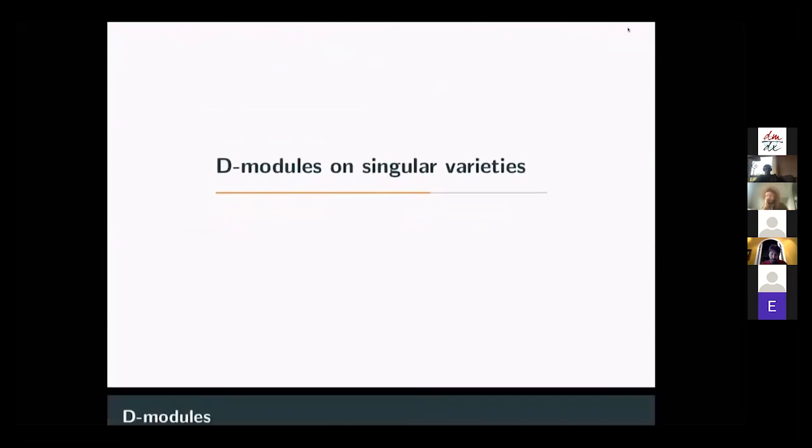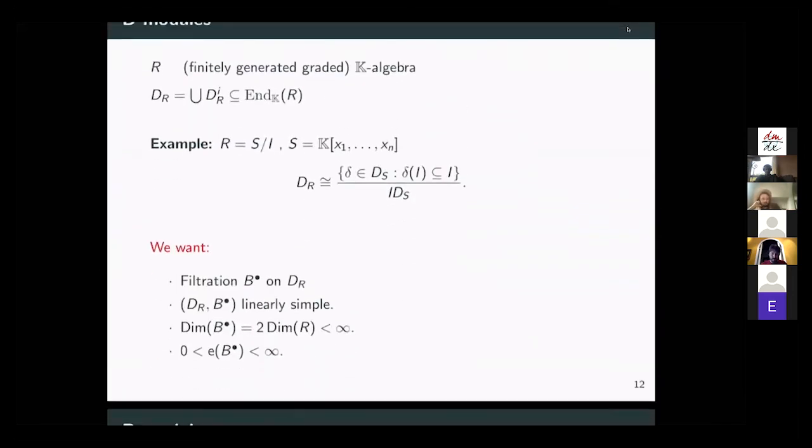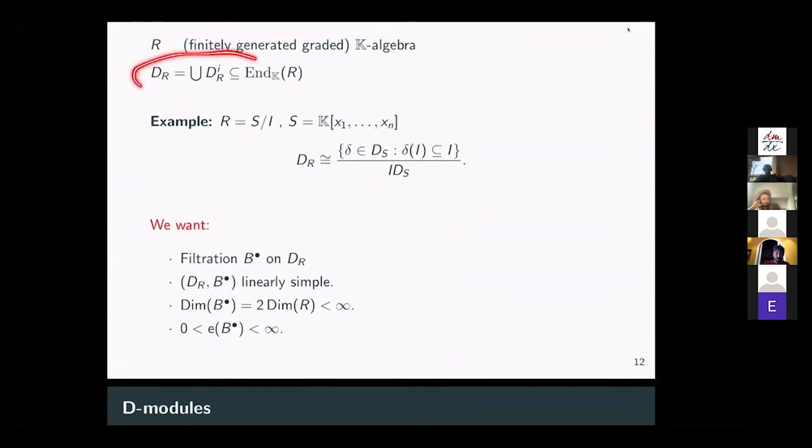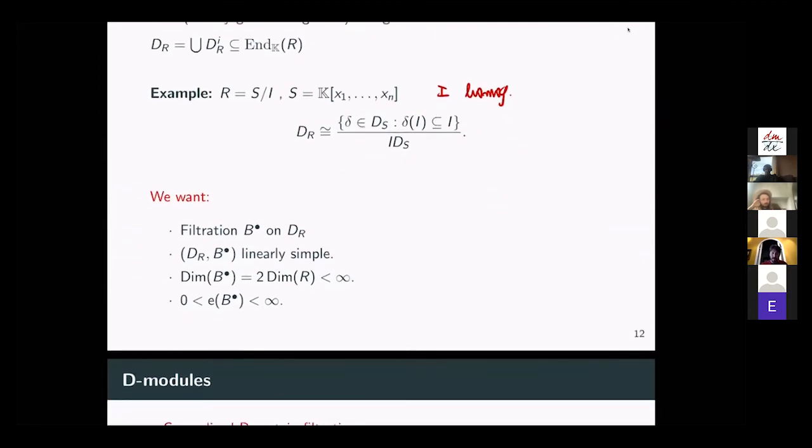Okay, so let's move to the case of singular varieties. We can define the ring of differential operators by induction on the order. For example, when we have a quotient ring, everybody knows that we have this description depending on the differential operators that stabilize the ideal I. In our situation, we are going to consider I being homogeneous. So we have a graded K algebra. And what we want is to have a filtration that mimics the Bernstein filtration that is linearly simple. And maybe we also want these extra conditions that are going to be nice. So this is what we denote as the Bernstein algebra.